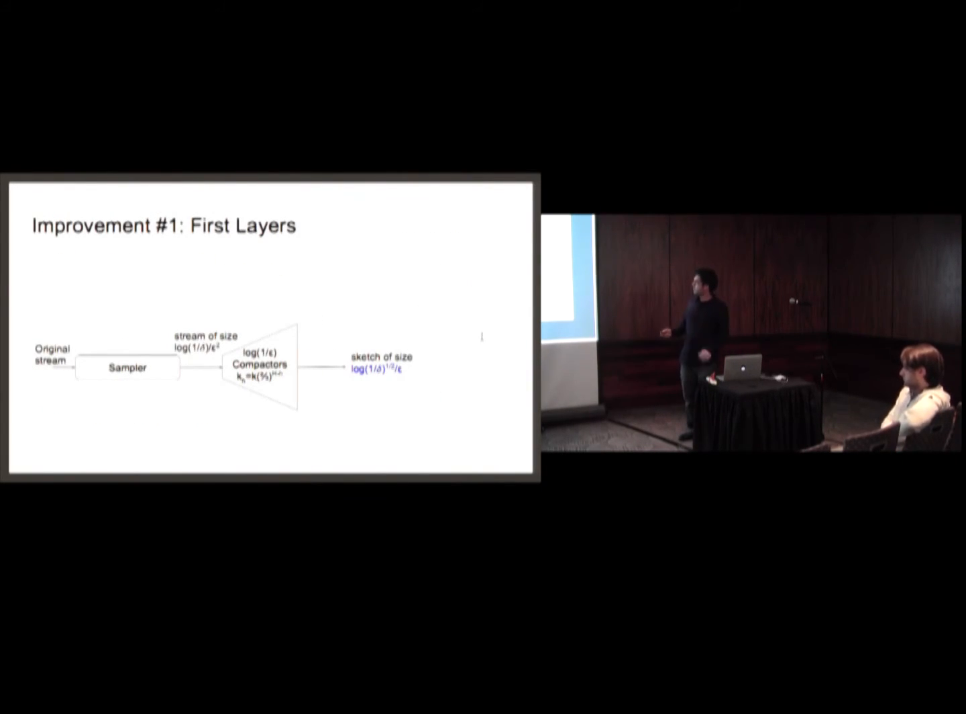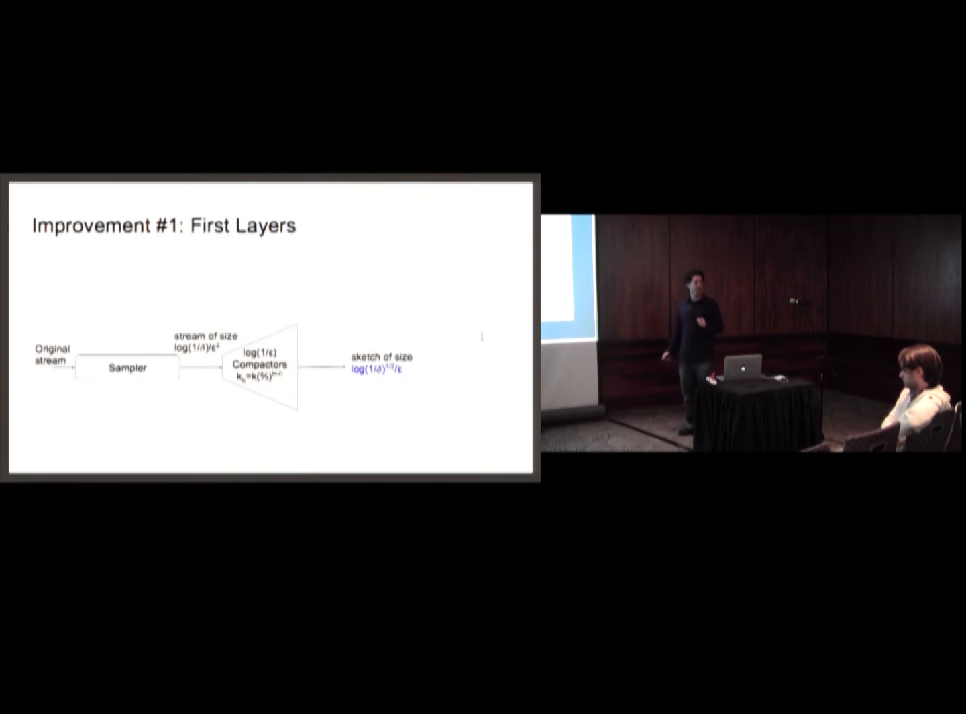Right, so that's a less formal but graphical way of viewing the algorithm so far: you have some sampler that samples 1 item out of every 2 to the something items. Then you have a sequence of log of 1 over epsilon compactors. And then this outputs a sketch of size square root of log 1 over delta over epsilon.